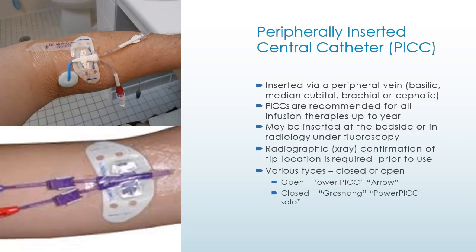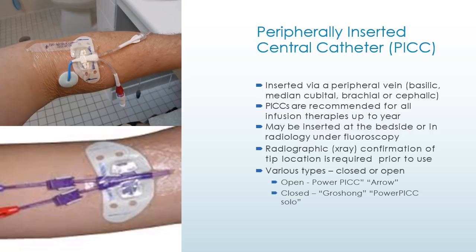A peripherally inserted central catheter is one of the next types of catheters that you may see with the patients you're caring for. I would actually argue this is probably the one that you're going to see most often during your career. A PICC, as it's commonly referred to, is inserted via a peripheral vein, so one of those 4 choices there. They are recommended for all infusion therapies up to a year. They have been inserted at the bedside, but more often you're seeing them inserted in radiology under fluoroscopy, and this has been shown to have better placement.